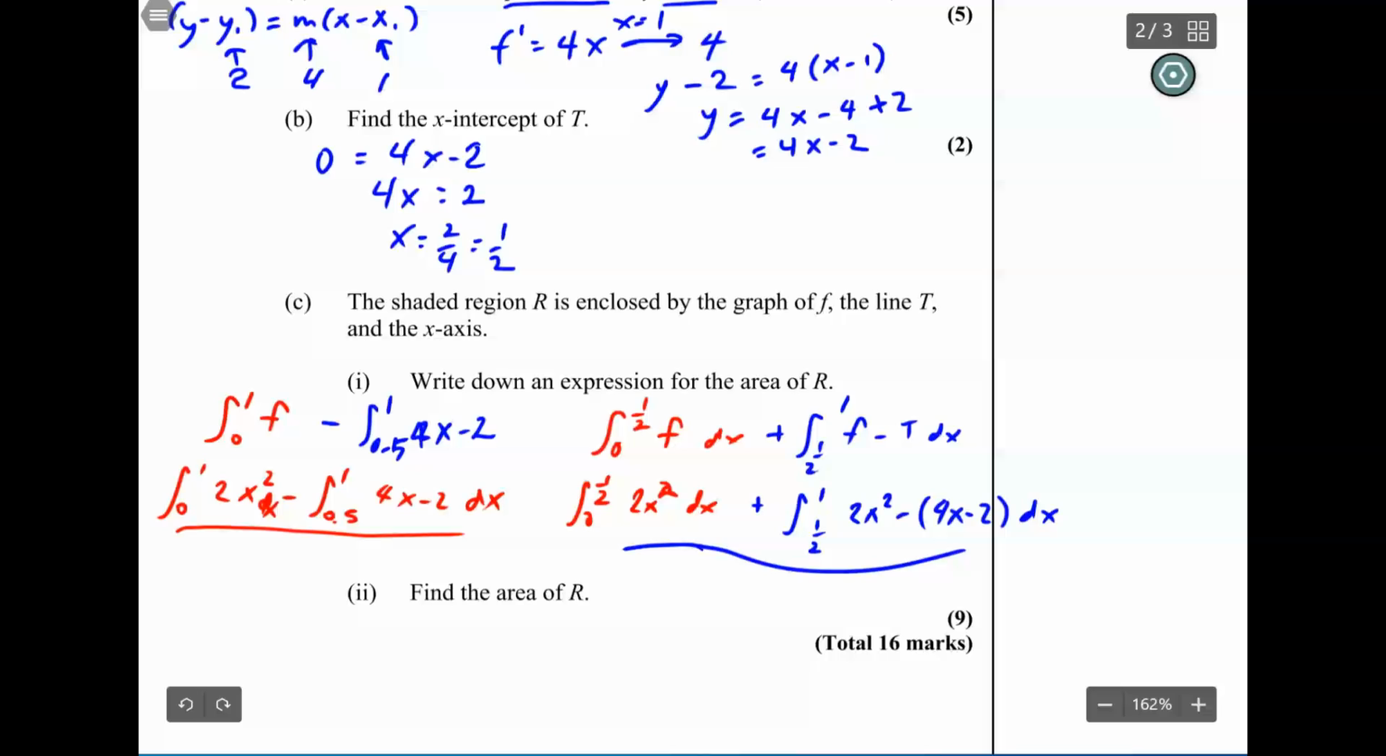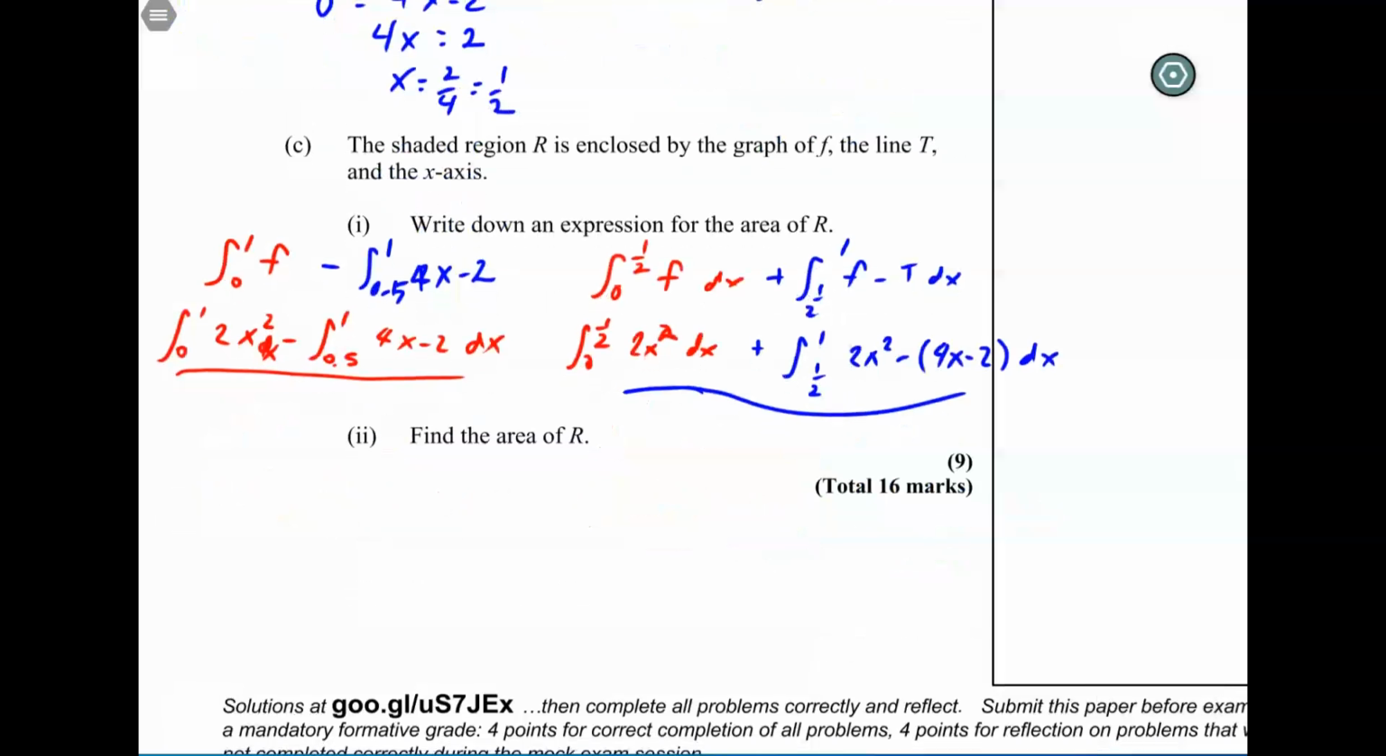Okay, all right. Now find the area of R. This is not a really difficult integral to do. Either one is going to give you the right answer. So let's just do this first one. First of all, the integral of the left side: the integral of x squared is x cubed divided by 3, and we're going to multiply that times 2. So it would be 2x cubed divided by 3, and we're going to evaluate it from 0 to 1.